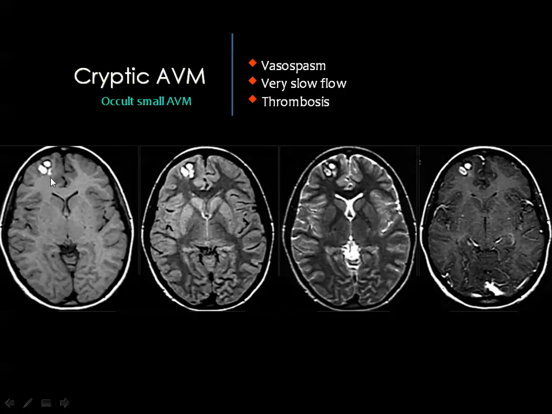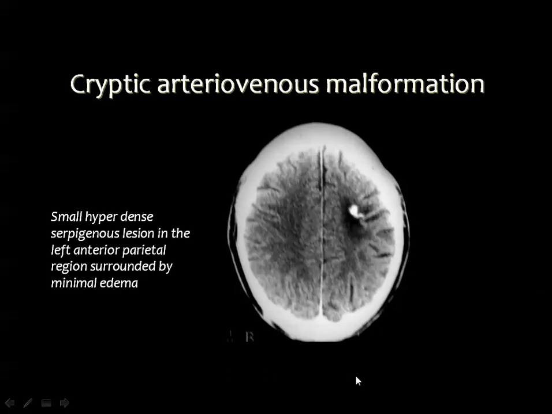And this is an example. You see in the frontal lobe on the right side, high signal in the T1, high signal in the proton density, and high signal in the T2 weighted image. And this is surrounded by a low signal rim of hemosiderin, maybe some edema, maybe not. But usually there is no mass effect and there is no flow detected in the angiogram. And this is an example of a very small cryptic arteriovenous malformation in the frontoparietal area on the left side by CT scan, and you see the surrounding area of edema or maybe gliosis.